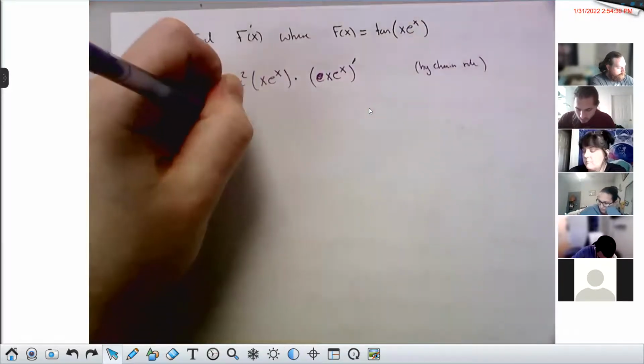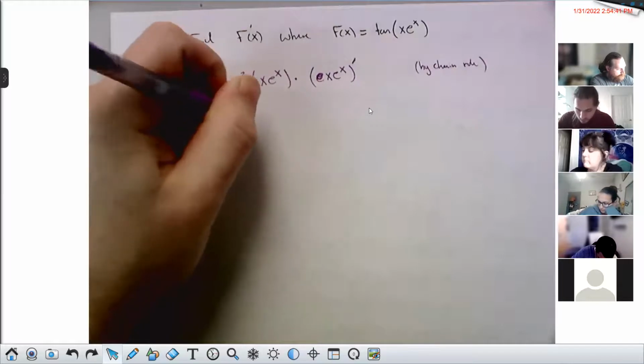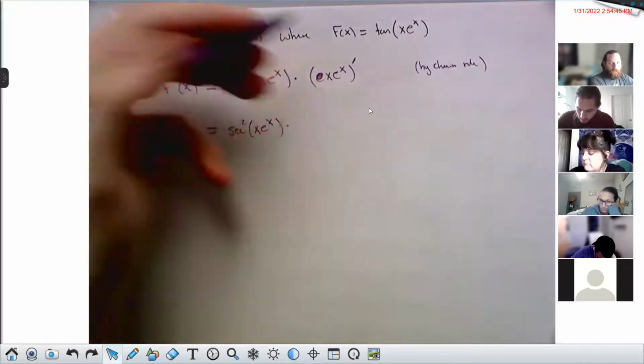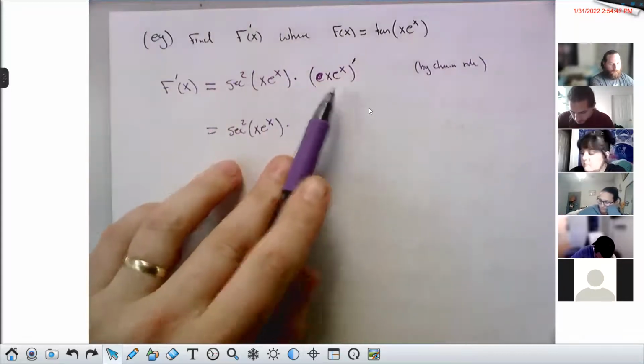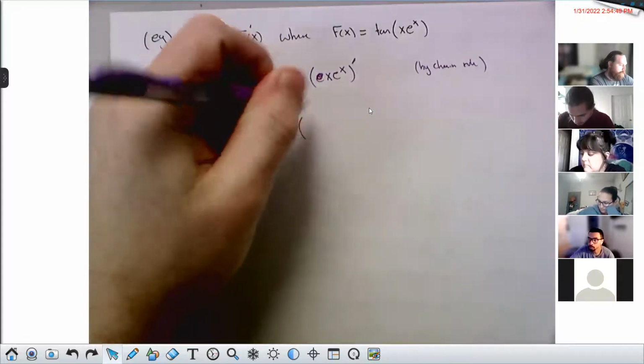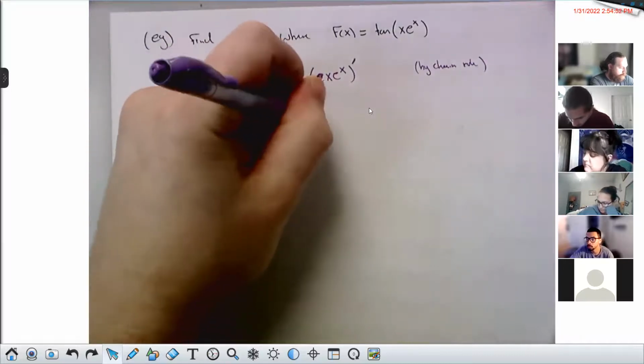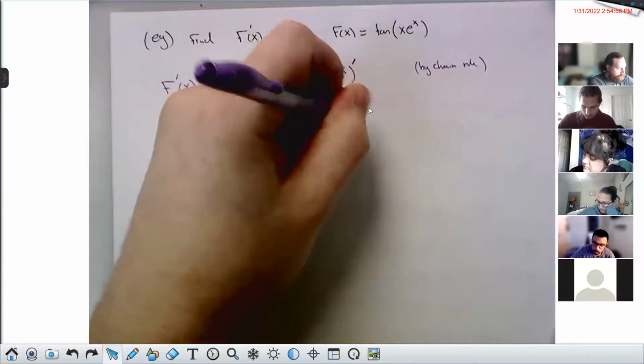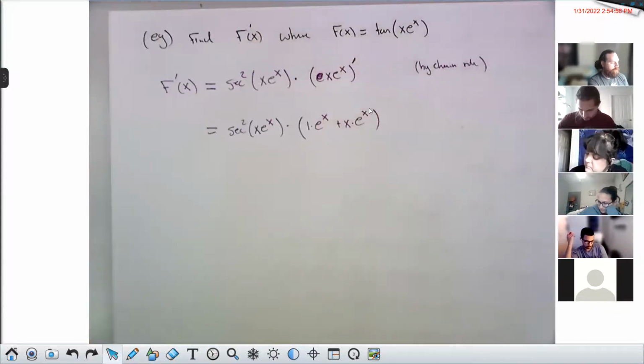Now to differentiate x e to the x, here is where I need the product rule. So this is the derivative of x, which is 1, times e to the x, plus x times the derivative of e to the x, which is e to the x.